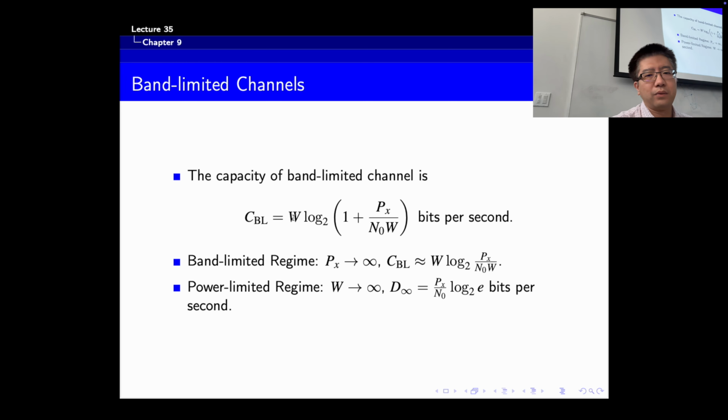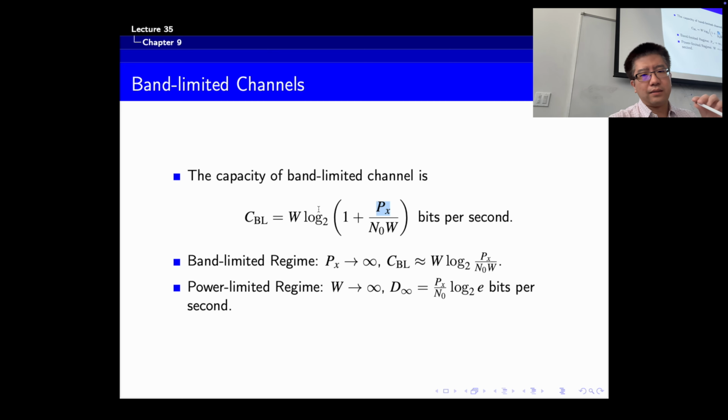And we can see that the bandwidth appears here and here. This is the real power of the signal, meaning watts per second. Therefore, for each channel use, the power would be Px divided by 2W, because we have 2W samples per second. So this is bits per second.